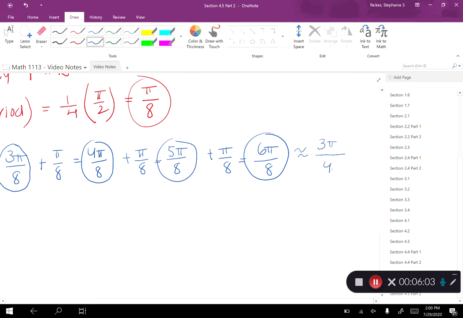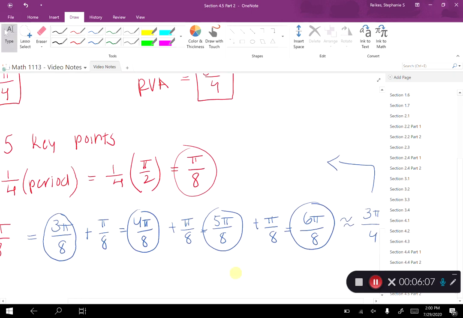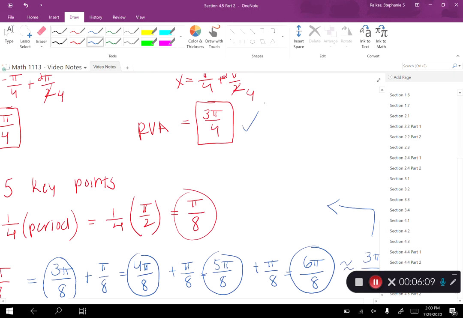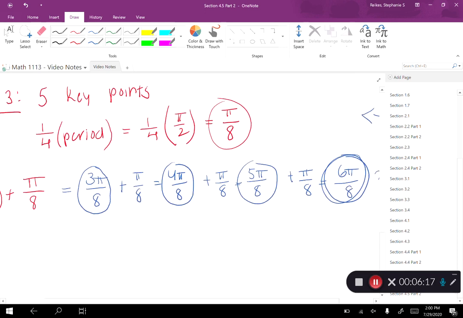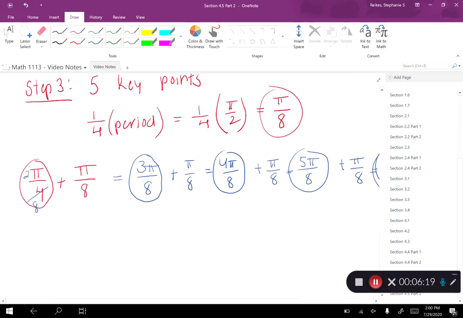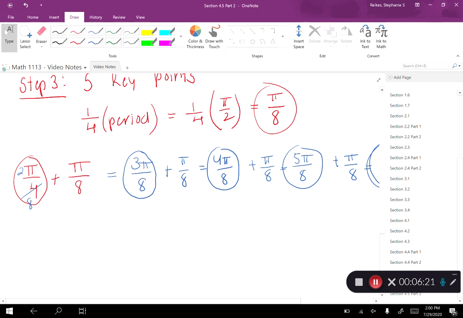So let's go back and see, does this match what I got in step 2? And it does, right? My right VA and my last key point need to match up. All right, so those are my key points, and now I'm ready to put the puzzle pieces together in step 4.